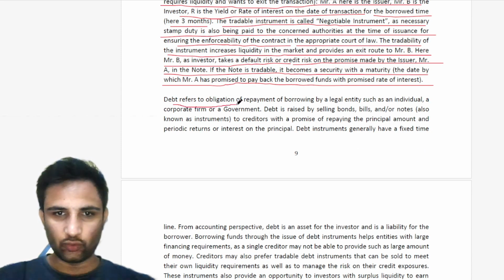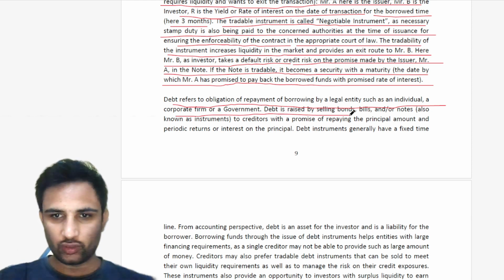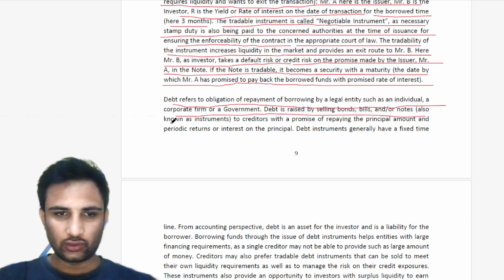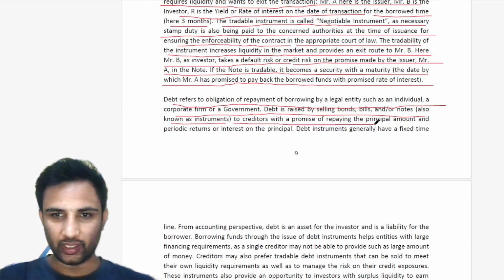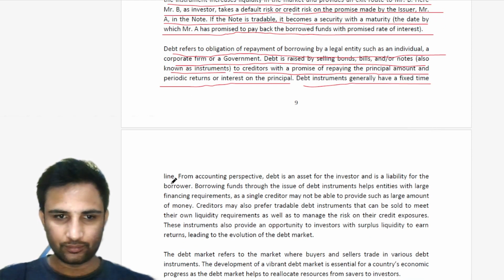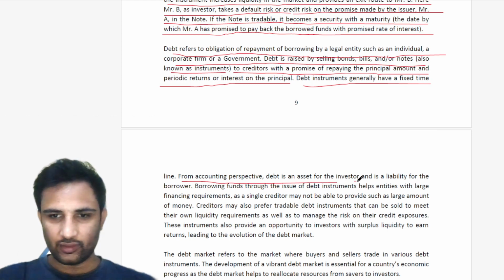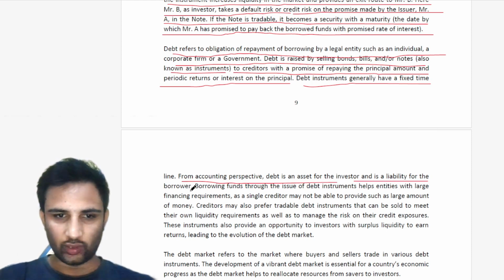Debt refers to obligation of repayment of borrowing by a legal entity such as an individual, a corporate firm, or a government. Debt is raised by selling bonds, bills, and/or notes, also known as instruments, to creditors with a promise of repaying the principal amount and periodic returns or interest on the principal. Debt instruments generally have a fixed timeline. From accounting perspective, debt is an asset for the investor and is a liability for the borrower.